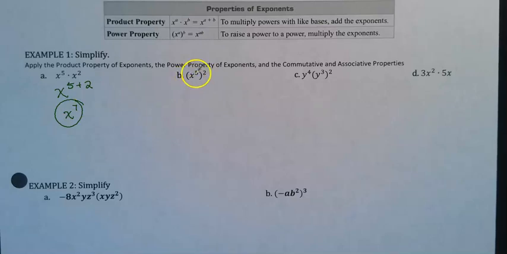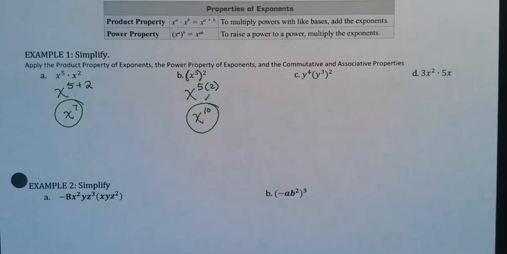B, we have x to the 5th power raised to the 2nd power. So this is the power property because x is to the 5th power and then we're raising all of that to the 2nd. So that's when we multiply our exponents. So x to the 5 times 2 power, which is x to the 10th.